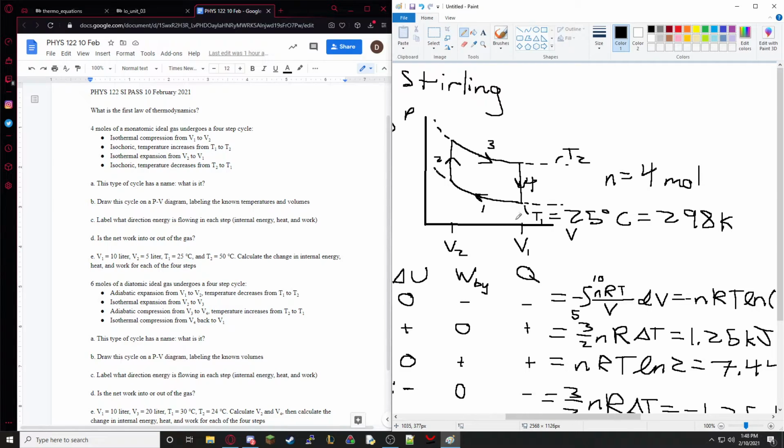For step 1, work is coming in, and it's just this small area under the curve. And for step 3, work is going out, and it's this entire area up here plus the area under the curve.